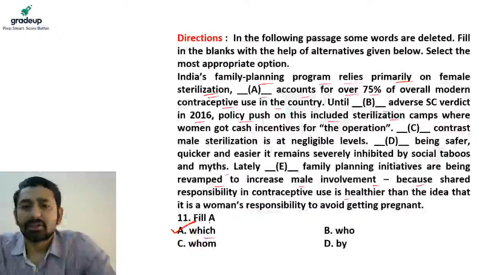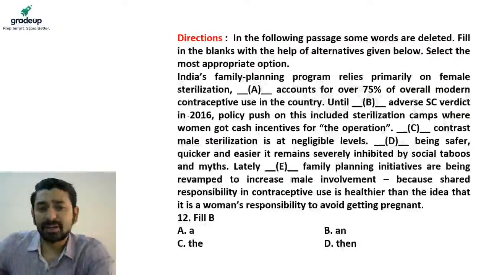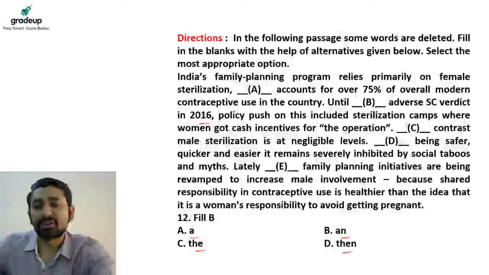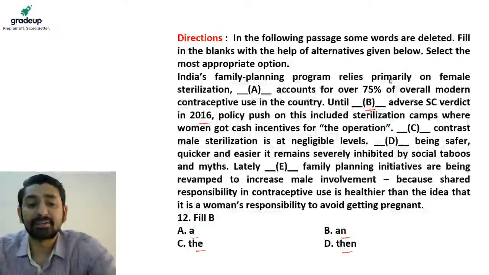Okay. So female sterilization, which accounts for over 75% of overall modern contraceptive use in the country. Until dash adverse Supreme Court verdict in 2016. Until, until an, until the, until then. Which do you think should come in this particular blank? Blank number B. What do you think?